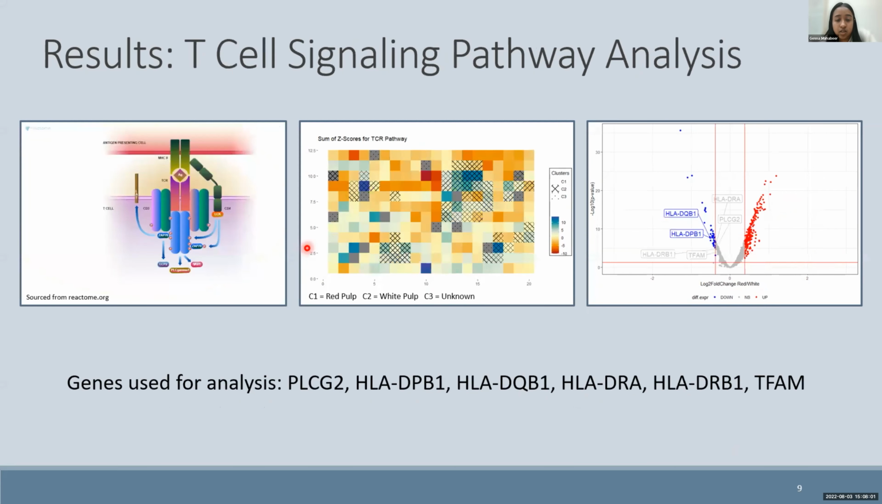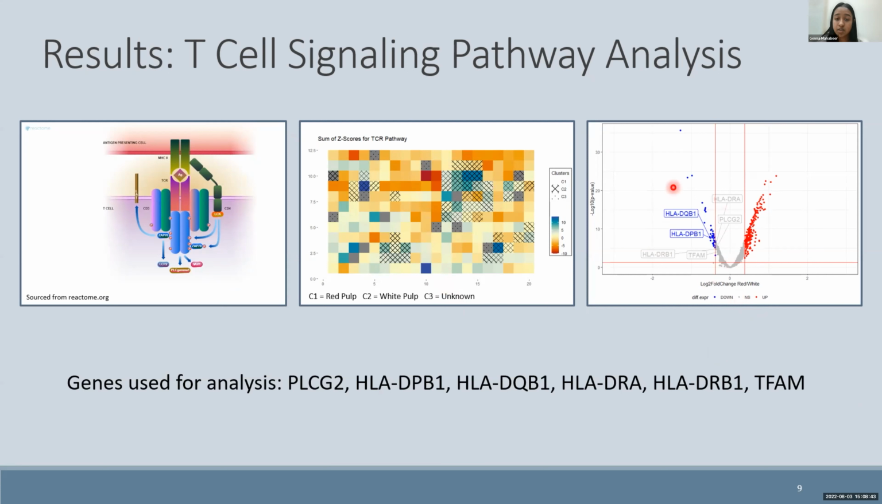Next, we looked at the T-cell signaling pathway, and this pathway plays a key role in the functioning of T-cells by providing a connection between the T-cells and the antigen-presenting cell. And so the genes used in this one were PLCG2, HLA genes, and TFAM. And so looking at the middle plot here, you can see that there is an overall upregulation of these genes in the white pulp versus the downregulation in the red pulp by looking at the red and orange colors.